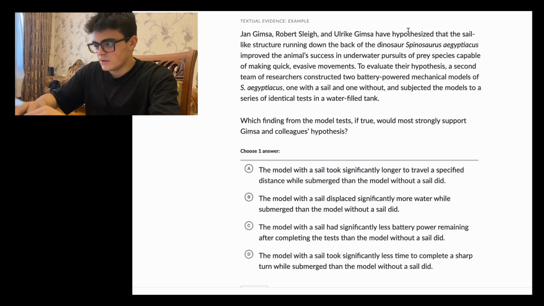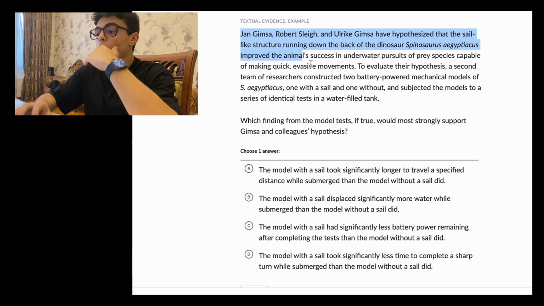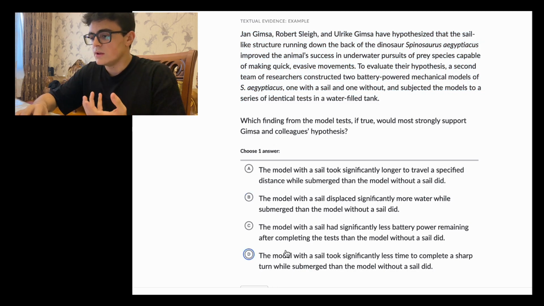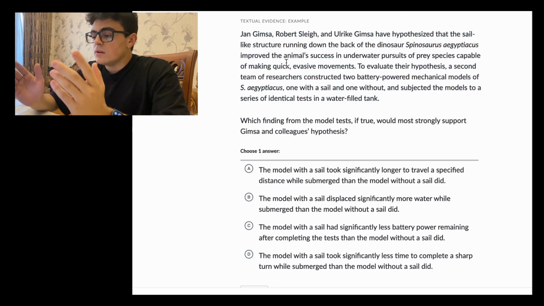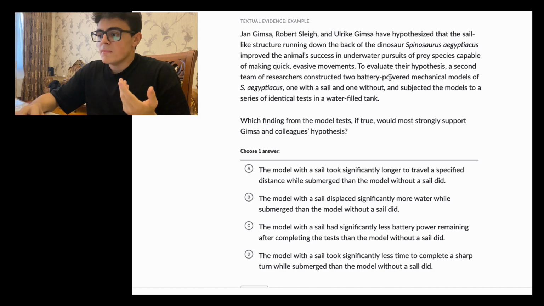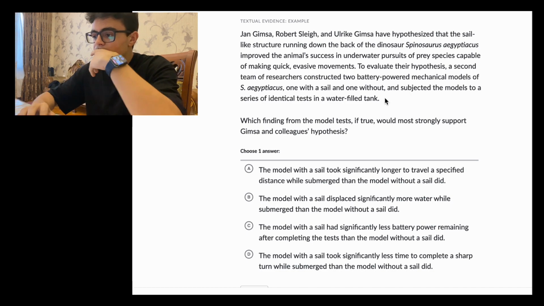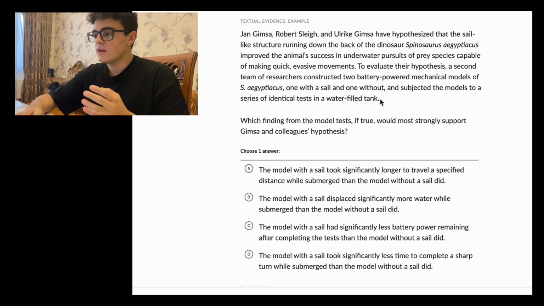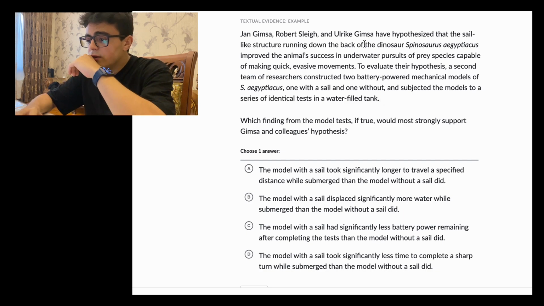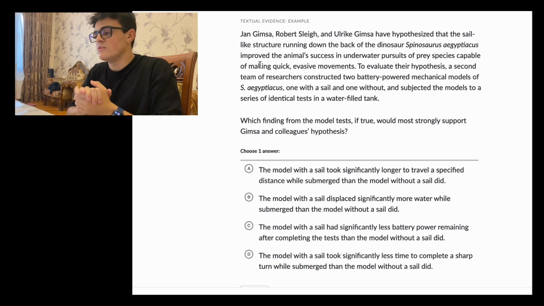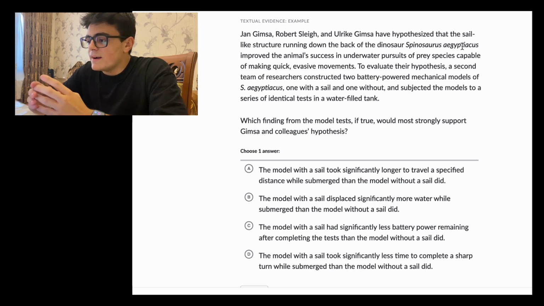There's a text given for us to read and answer this question. First of all, we need to read this question carefully because there can be lots of things that we can make wrong if we don't read all of the reading. So I read the text and I saw that 3 researchers made a hypothesis about the sail-like structure of Spinosaurus aegyptiacus. Maybe I spelled it wrong, but no matter.